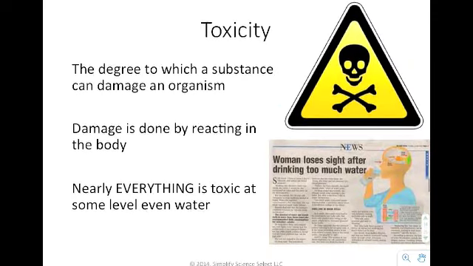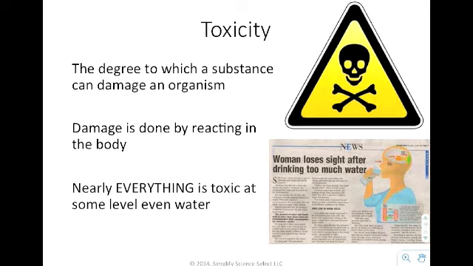Another chemical property is toxicity. And toxicity is, can something do damage to an organism? Now, the damage is generally done by that substance reacting in the body. So toxicity is generally considered to be a chemical property because it's reacting with something in the body.